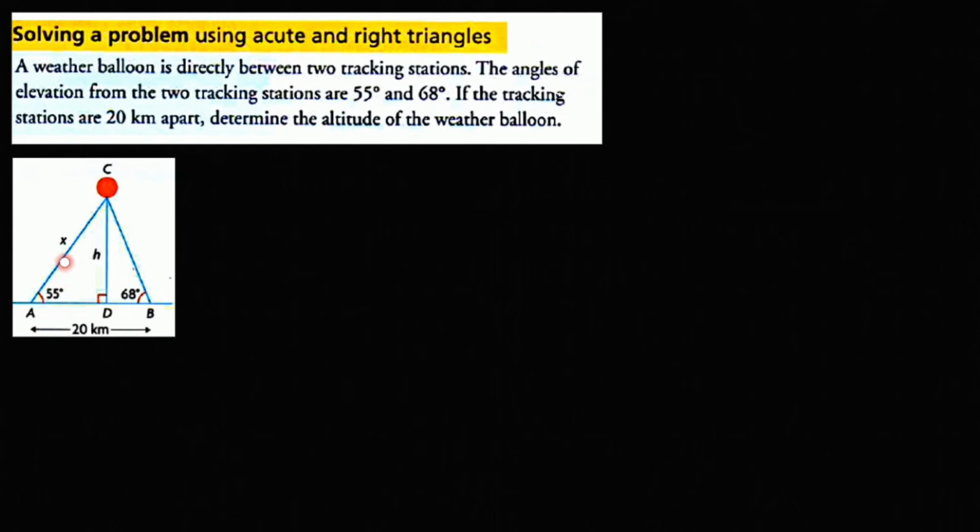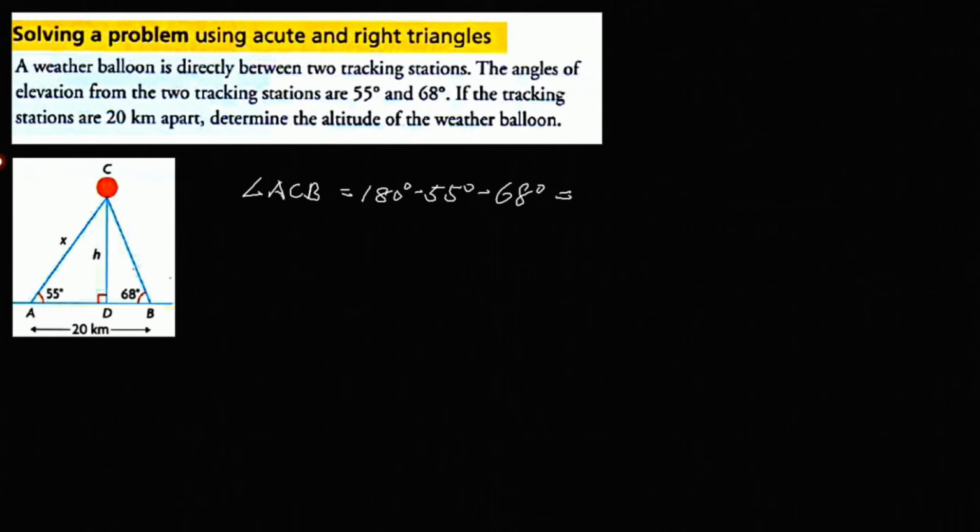Okay, let's do it. So first, let's determine the angle ACB. Angle ACB equals 180 degrees minus 55 degrees minus 68 degrees.